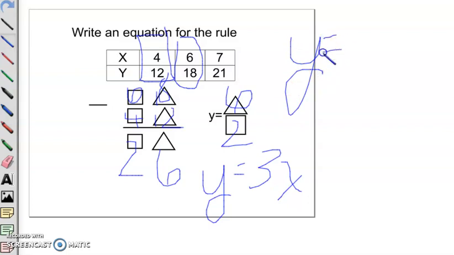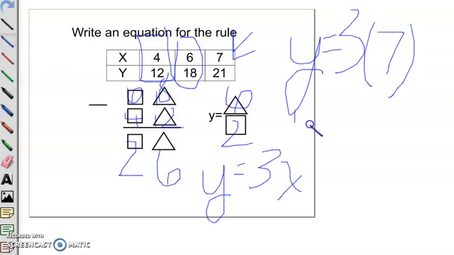Let's try it with our last point here. I'm going to do y equals 3 times some x value, which in this case is 7. And then 3 times 7 is 21. Yes, it's 21.